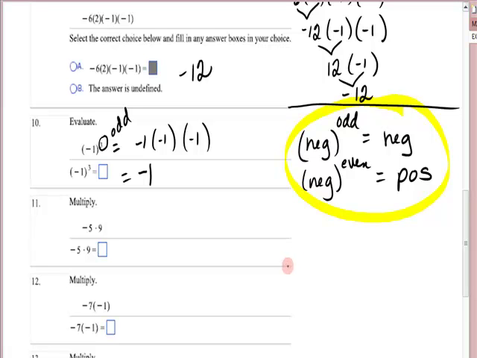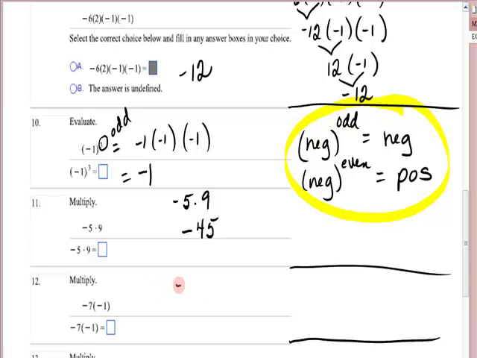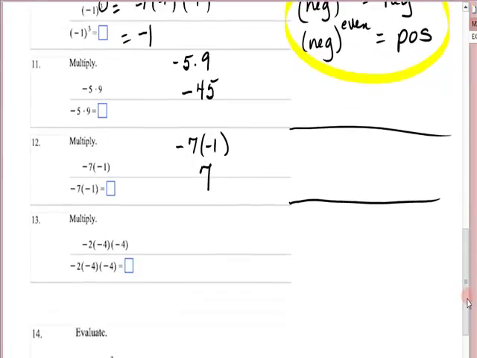And let's do a few more problems. I have negative 5 times 9. Negative times a positive is a negative because they're different. 5 times 9 is 45. So it's negative 45. Next one, I have negative 7 times negative 1. Negative times negative, I'm going to get a positive product. 7 times 1, I'm going to get positive 7.